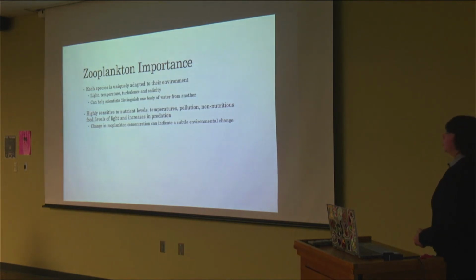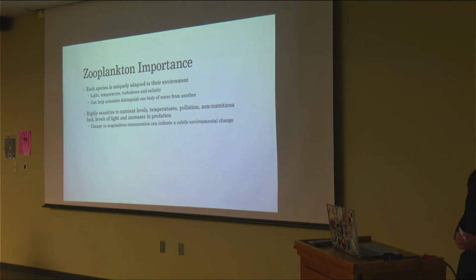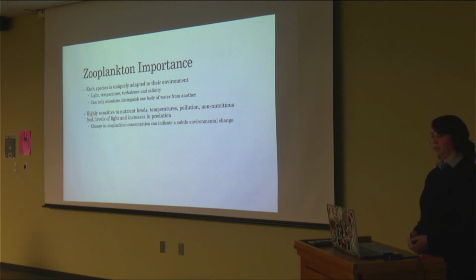Not only are they important to the marine world, but they're also important to scientists. Each species is uniquely adapted to their environment, and this can include light, temperature, water turbulence, and water salinity, or the salt content. This could help scientists distinguish one body of water from another. They're highly sensitive to nutrient levels, temperatures, pollution, non-nutritious foods, levels of light, and variation. A change in zooplankton concentration can indicate a subtle environmental change that we may not be able to see ourselves.